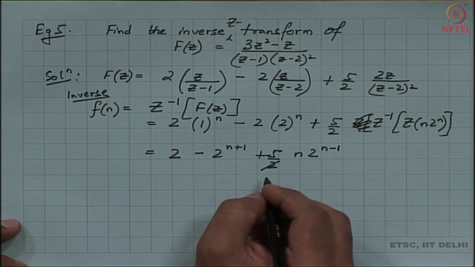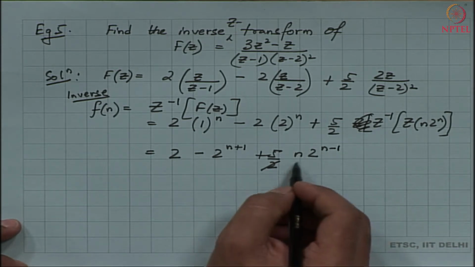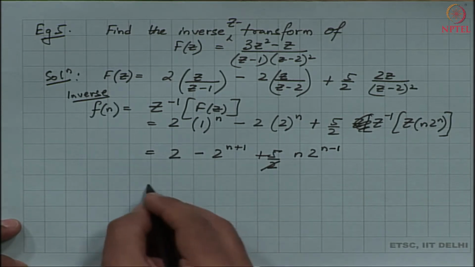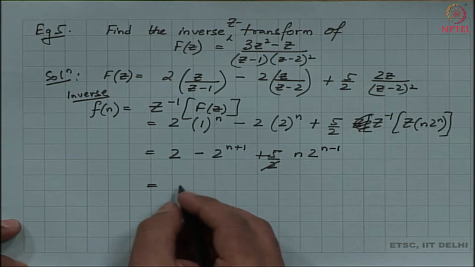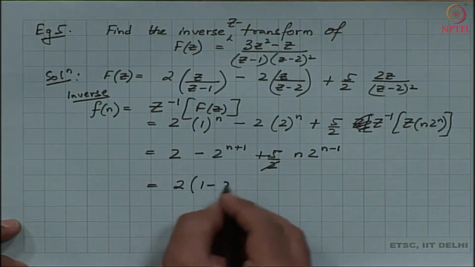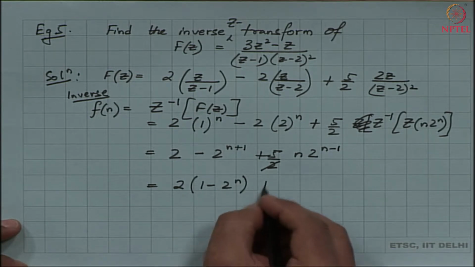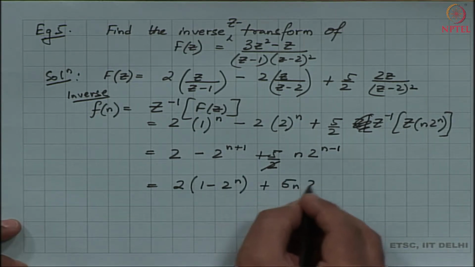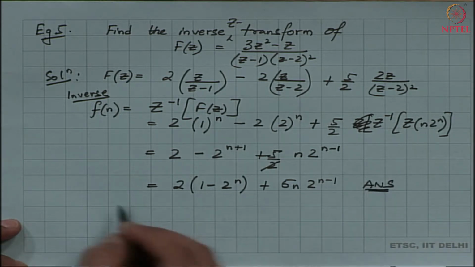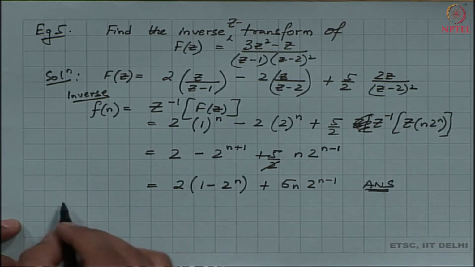Okay, so at this point my example is complete. So, what I have is the following result. I have that this is also 2 times 1 minus 2 to the power n, plus 5 n times 2 to the power n minus 1. So, that is my answer to the problem raised.